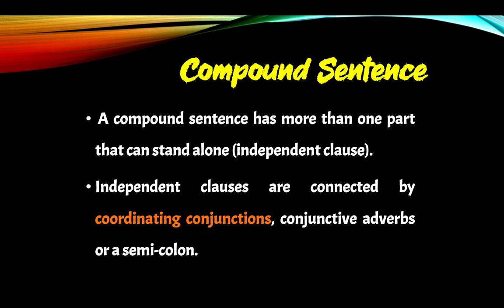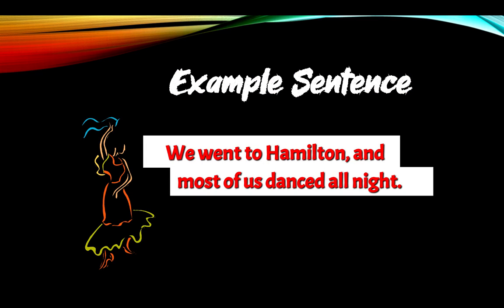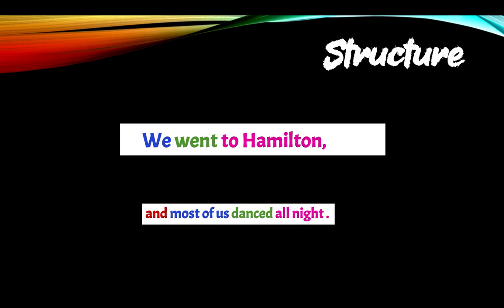A compound sentence has more than one part that can stand alone. That is also called an independent clause. Independent clauses are connected by coordinating conjunctions, conjunctive adverbs, or a semicolon. Like here, we went to Hamilton and most of us danced all night. So let's look at the structure. We went to Hamilton and most of us danced all night.